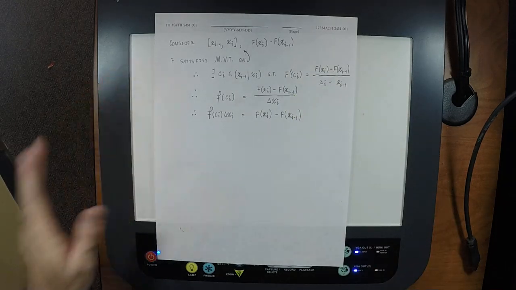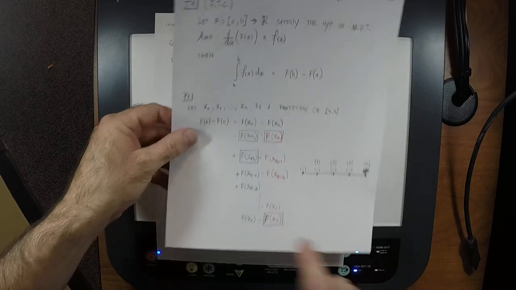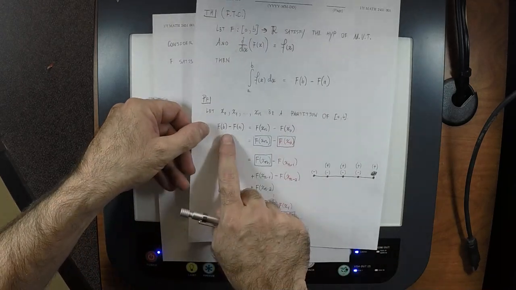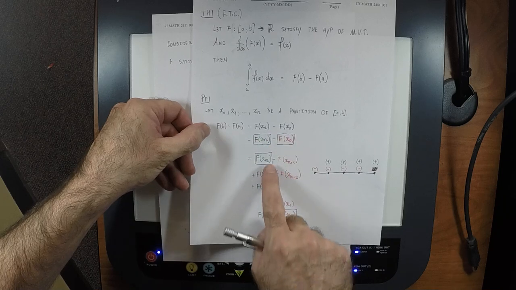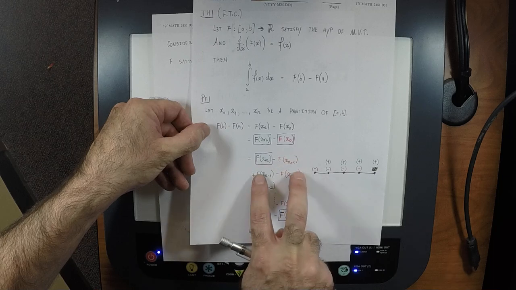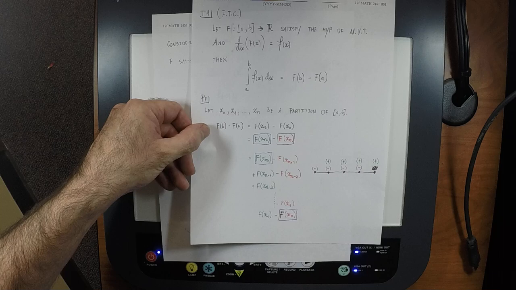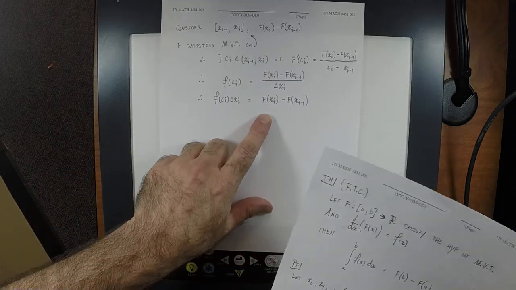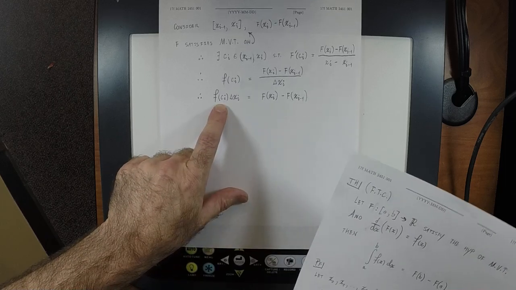Now here's the second. So this was the third act of the theorem. So the first act of the theorem was to say that the right-hand side of the fundamental theorem can be expressed as the sum of a whole bunch of differences, right? This difference, plus that difference, all the way down the line, okay? Then, the second act was to say, all of those differences can be represented like that because big F satisfies the mean value theorem.